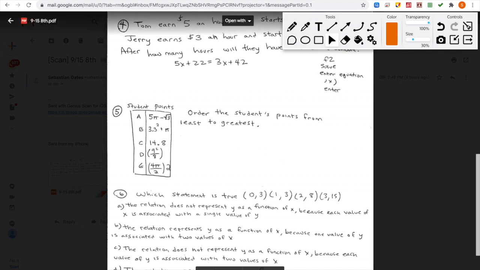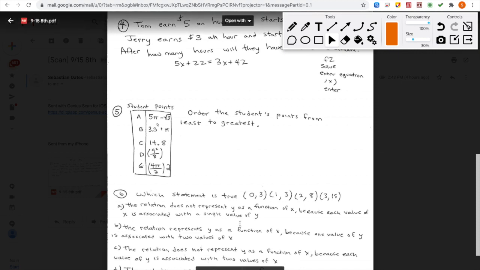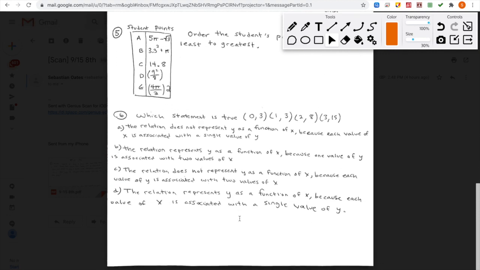Number 5, we're ordering these. So what we're going to do is hit F2. We're going to go to approximate. And then we're going to enter these, and we're going to order these from least to greatest. So to show your work, I need you to rewrite the actual decimal number it comes out to, and then order them and show me how you're ordering them.